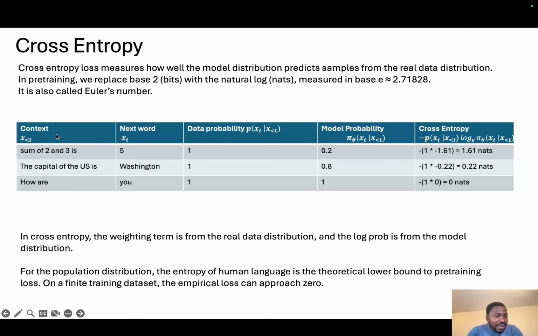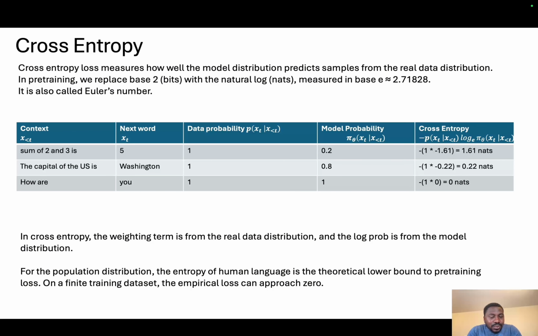So let's look at this. You have some context, right? Let's say "the sum of 2 and 3 is", that's your context, represented as x less than t. That is all x values below t, where t is the current word we're trying to predict. And then you have the actual next word that happens in the real data, which in this case, let's say is 5. The sum of 2 and 3 is 5. So if we have this in our data, we know the probability of this is 1 because that's exactly what occurred. So the distribution there is 1.